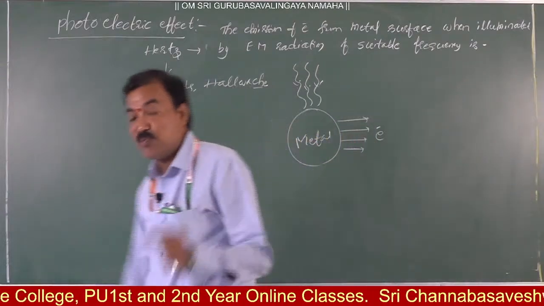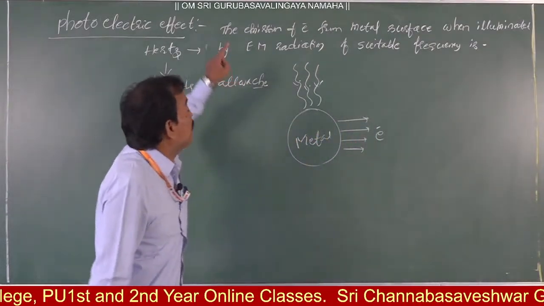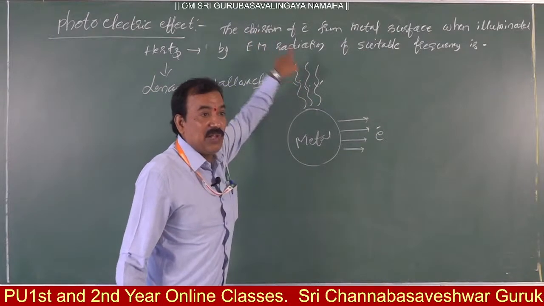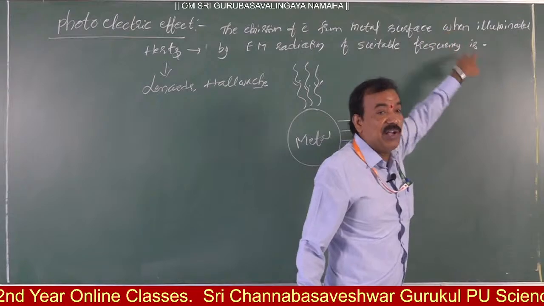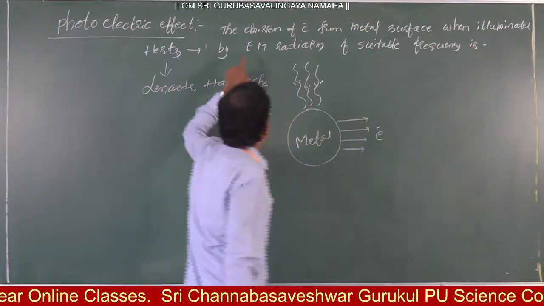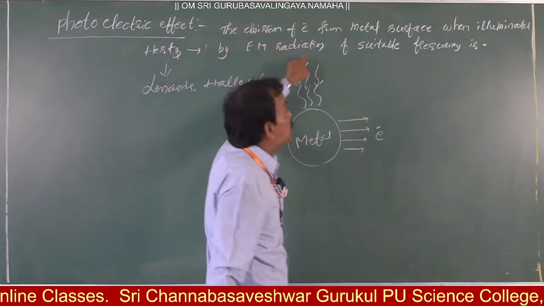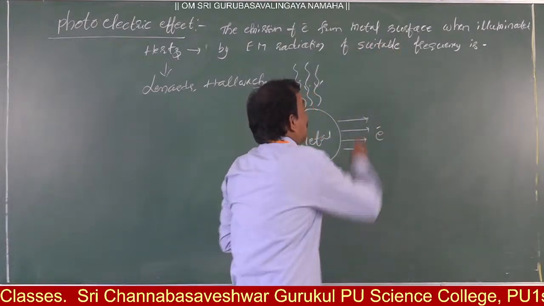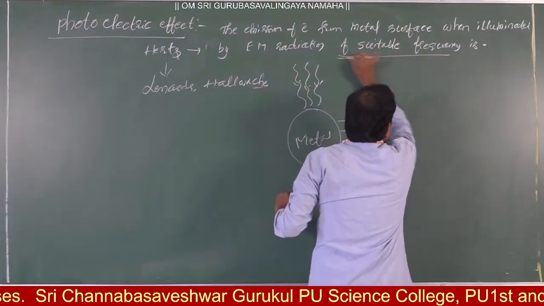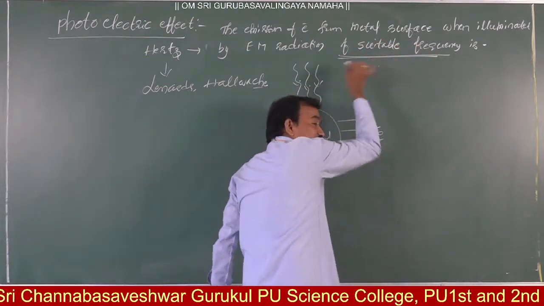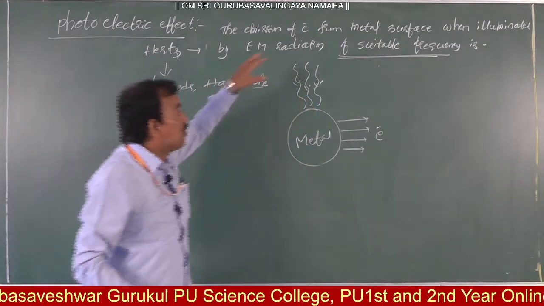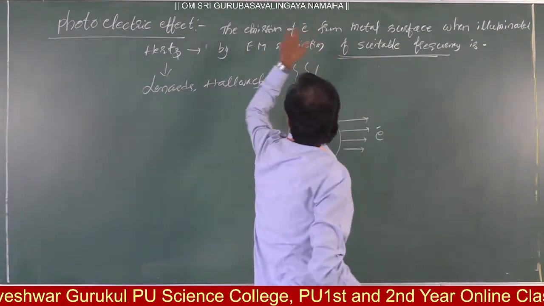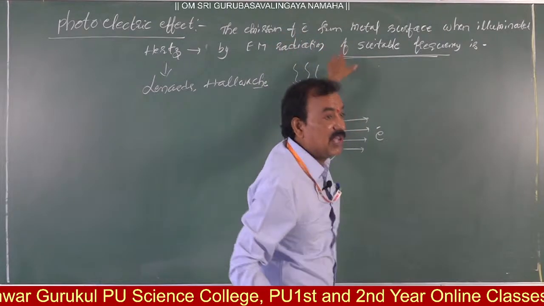Okay, so what is the definition? The emission of electrons from the metal surface when illuminated by electromagnetic radiation of suitable frequency. This suitable frequency is compulsory. What is the meaning of suitable frequency? What is the technical name? I will explain later also.